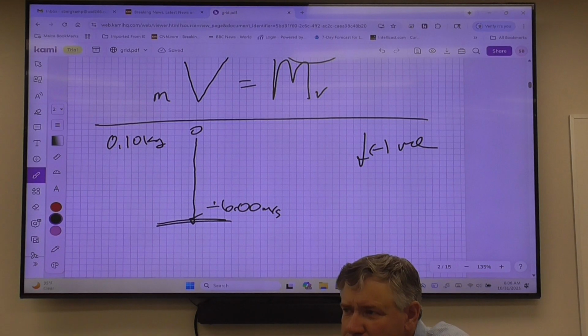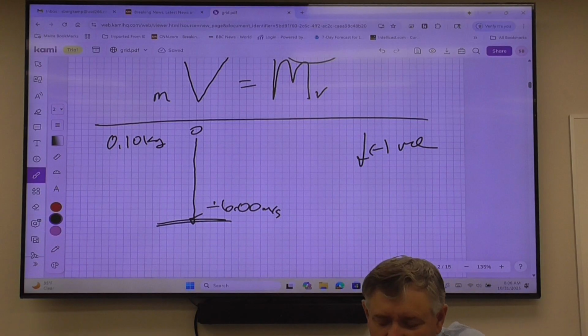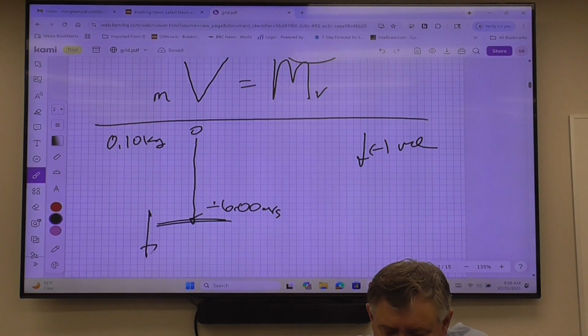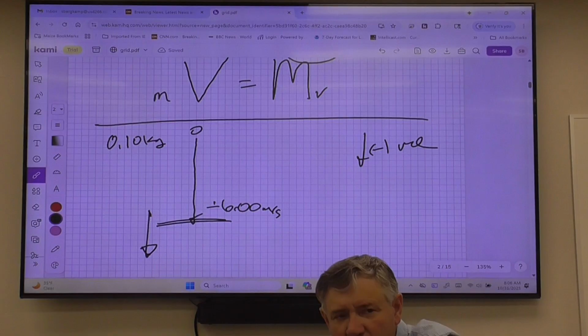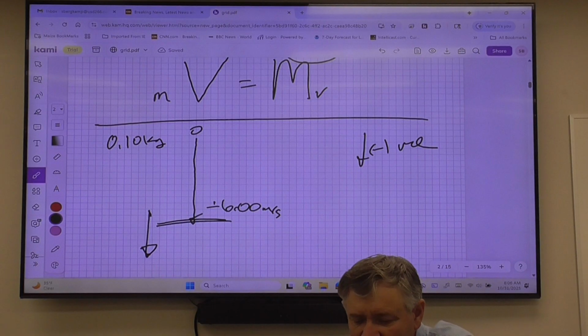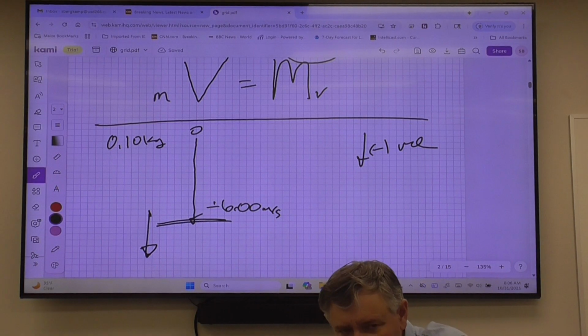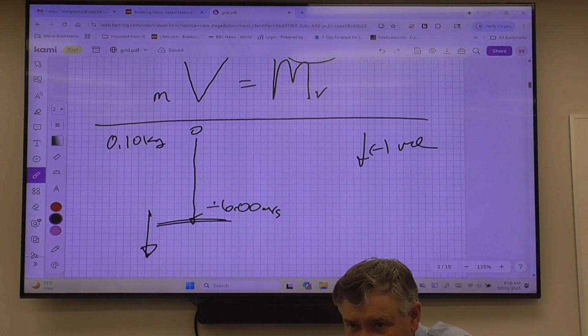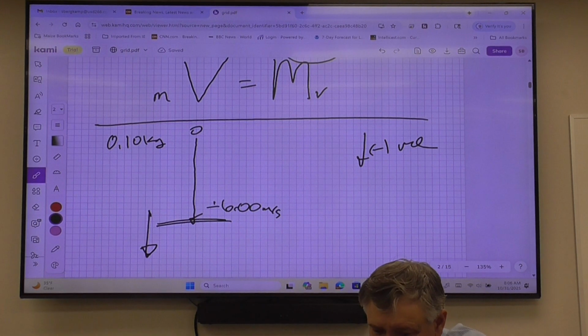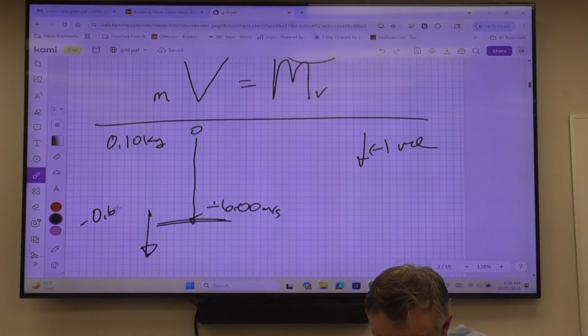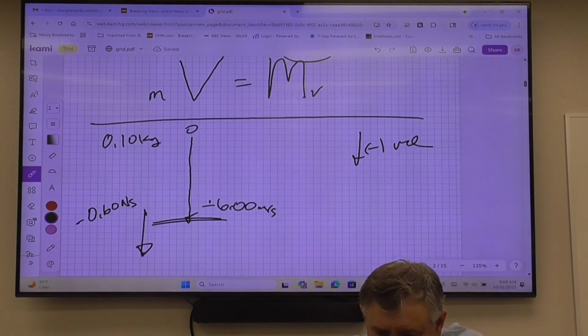Yeah, 6 meters per second, right? Negative. Negative 6. Yeah, I see. So it lands with a certain amount of momentum. Do I have enough information to calculate the final momentum of the ball when it hits the ground? Yes. Right? Because if I take 0.1 times negative 6, I get negative 0.6 Newton seconds.